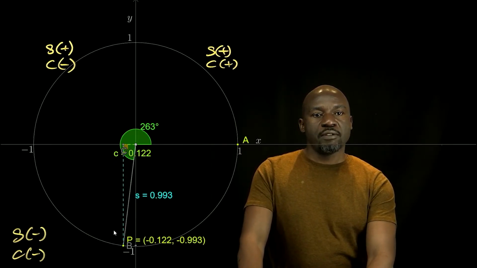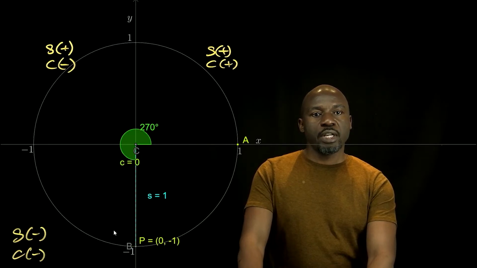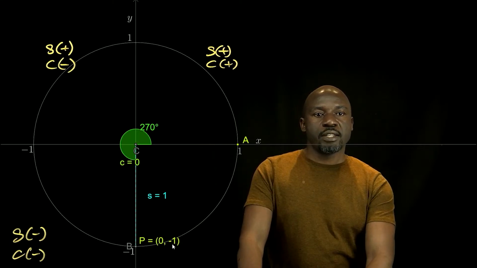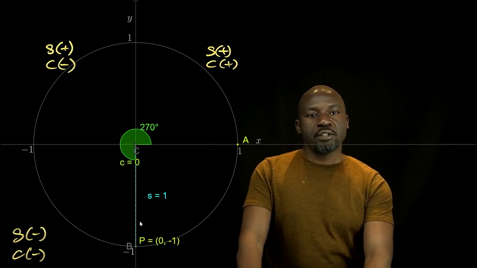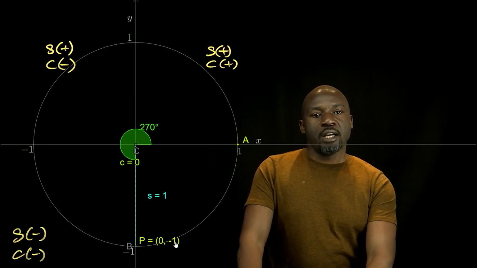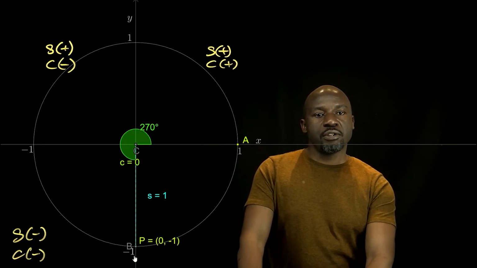At 270 degrees, we can see the cosine of the angle is 0, while the sine of the angle is negative 1. Remember, the sine refers to the height of P, or the vertical distance of P from the x-axis, while the cosine refers to the horizontal distance of P from the y-axis. So this makes sense, 0 and negative 1.